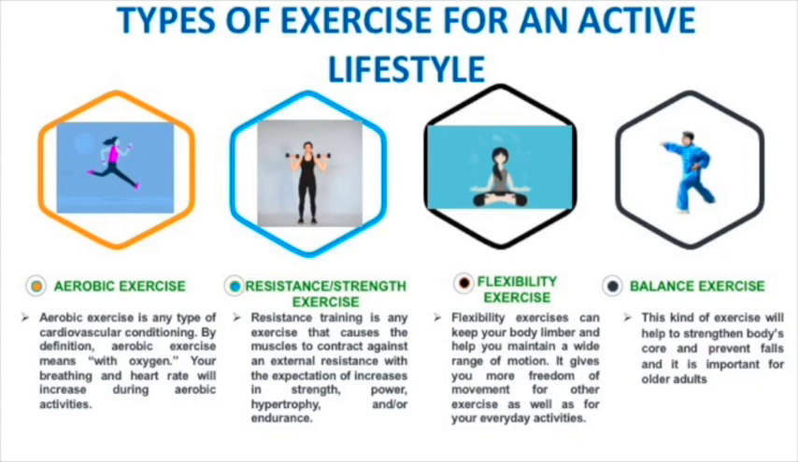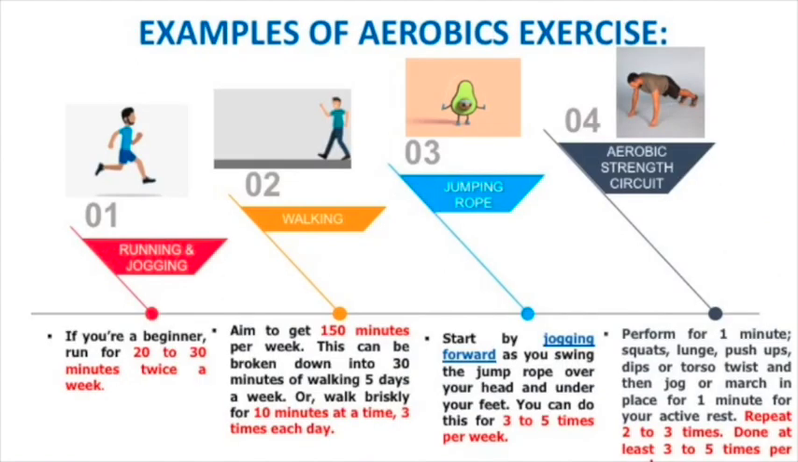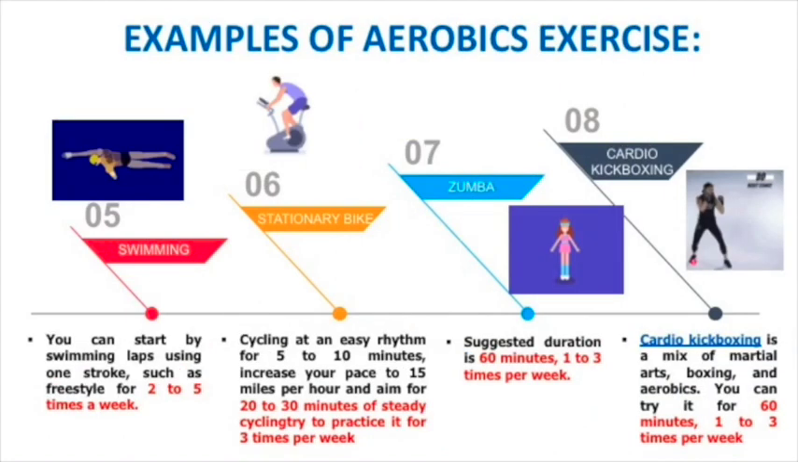This is an important exercise especially for older adults. An example of this activity is Tai Chi poses. There are a few examples of aerobic exercise that you can choose depending on your body and health status, such as running and jogging, walking, jump rope, aerobic strength circuit, swimming, stationary bike, Zumba, and cardio kickboxing. We provide practical details of each exercise that you can read and practice.